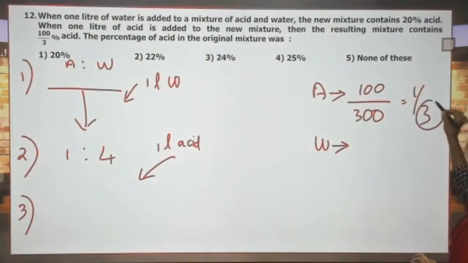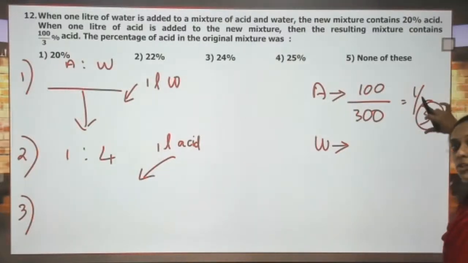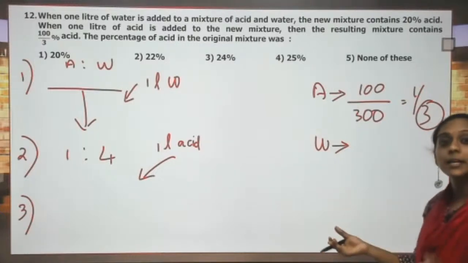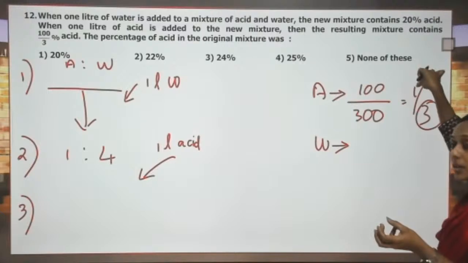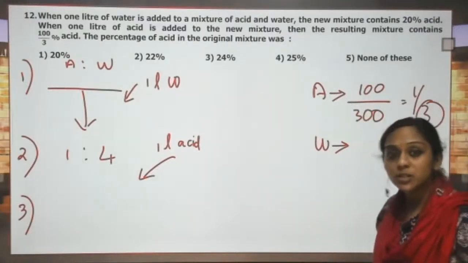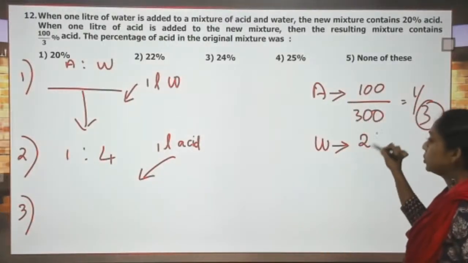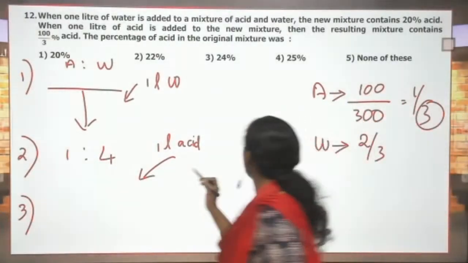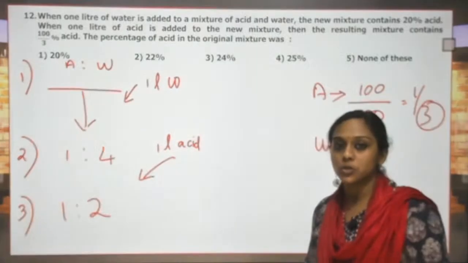Out of total 3, acid has 1 part. See, always for a fraction, what is the denominator? That represents the total. So the total of the mixture was 3, which means acid content was 1 part. So how much is the water content? 3 minus 1, 2 parts. So water will be 2/3. Or you can write the acid to water ratio is 1:2. I hope this much portion is clear for you.